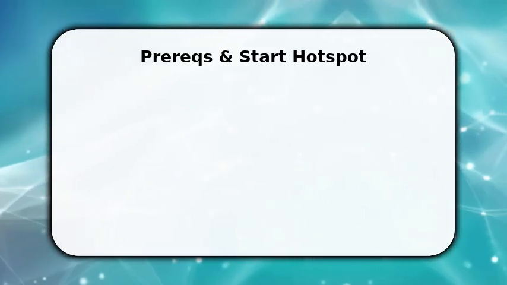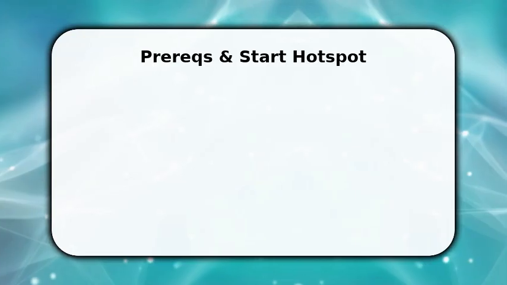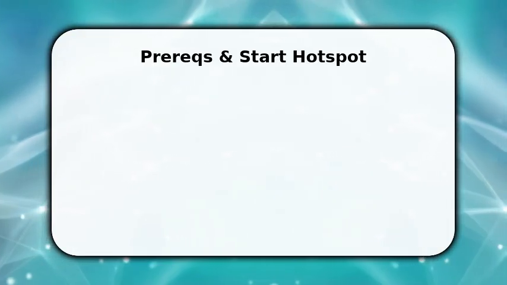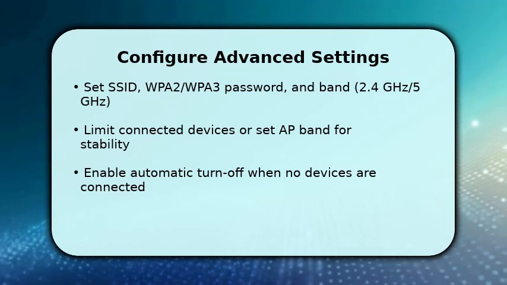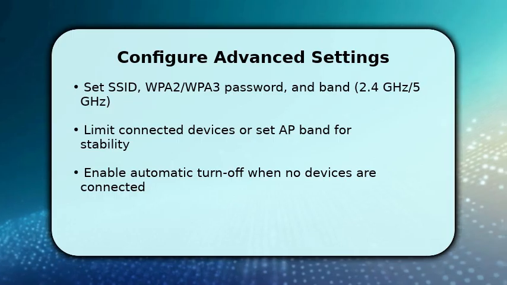Make sure Wi-Fi hotspot is visible and ready, and tap to enter configuration so you can set an SSID and password before turning it on. Next, you'll configure security and performance options so your hotspot runs reliably.